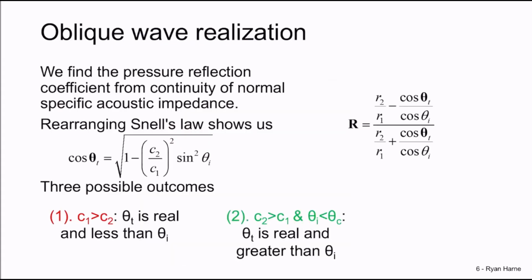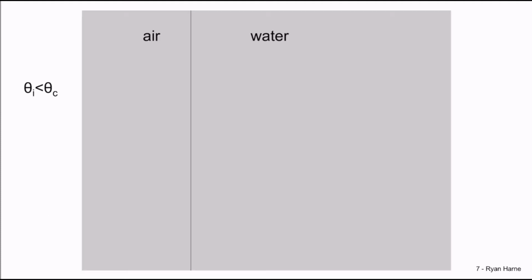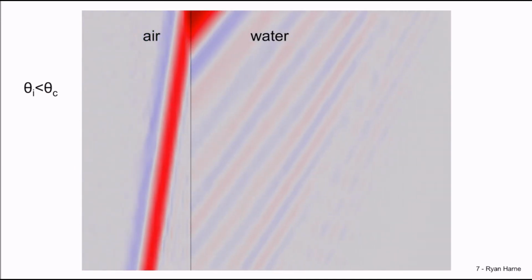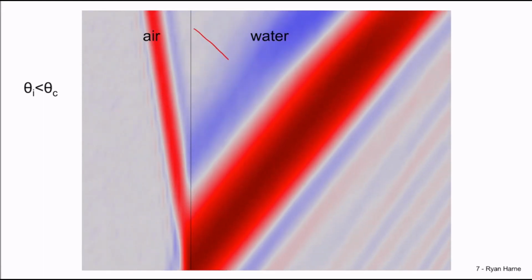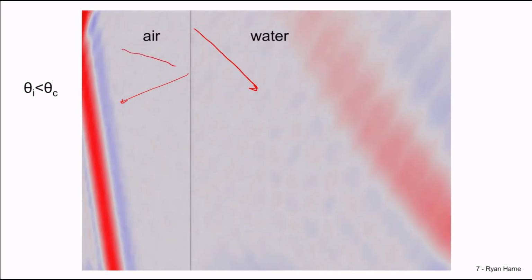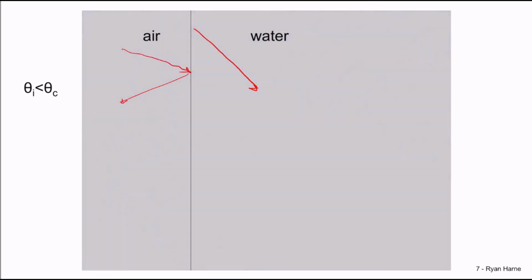The second outcome is that c2 is now greater than c1. This is similar to our air-to-water interface example. But theta I is less than a quantity, theta sub c, and we'll describe theta sub c momentarily. This simulation shows that type of case, an air-to-water interface when theta I is less than theta c. We see our transmitted angle is greater than our incident and reflected angles. The wave is bent in water compared to the incident angle in air.